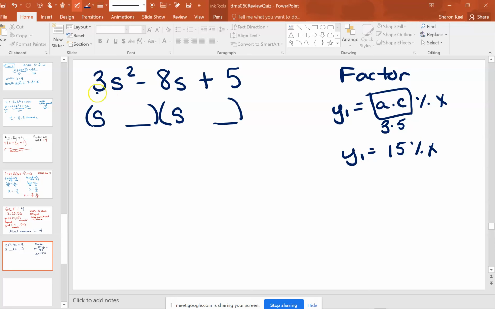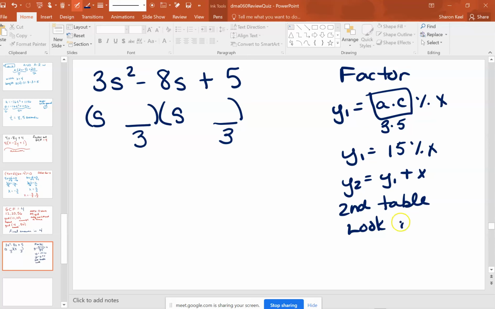If there's a leading coefficient, that number in front, that 3, let's go ahead and write that down on our paper, because the common mistake is people forget to put it on their paper and simplify, okay? On y2, we still have the y1 plus x, and then we remember do second table, and we look in the third column for the b, which is the middle number, okay?